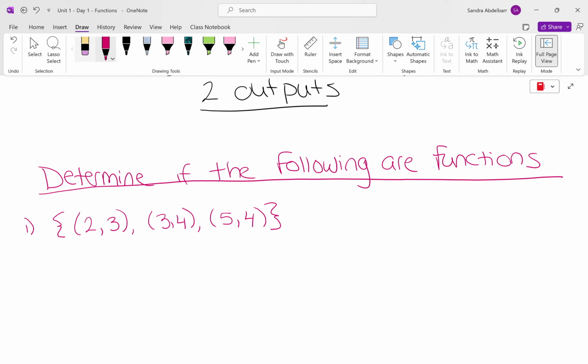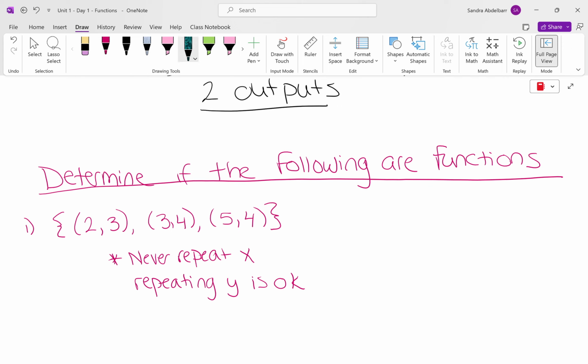Which one are we not allowed to repeat? Are we allowed to repeat the x or are we allowed to repeat the y? Good. So put a little star here. Never repeat x. Repeating y is okay. Okay. Because remember, Sally and Pete can both be born on June 23rd. Right? That's okay. Repeating the output is okay, but you can't repeat the input.